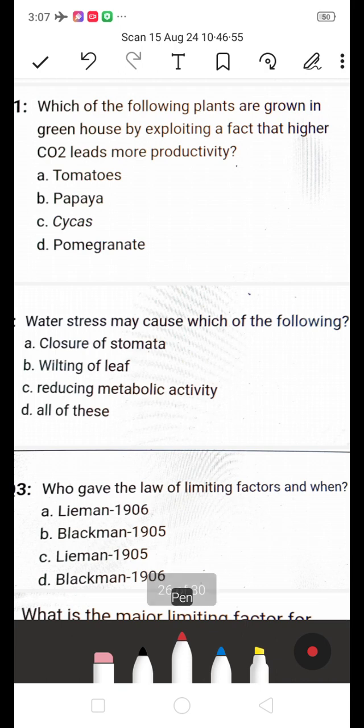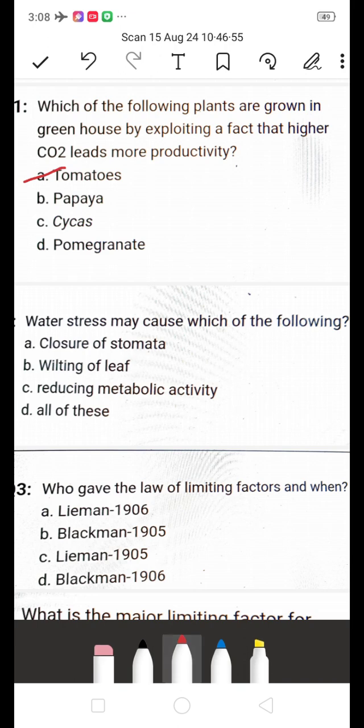Next, which of the following plants are grown in greenhouse by exploiting the fact that higher carbon dioxide leads to more productivity? Tomato, papaya, cycas, or pomegranate? The correct answer is tomato. These are grown in carbon dioxide atmosphere to increase the production yield, for productivity purpose. So A is the right answer.